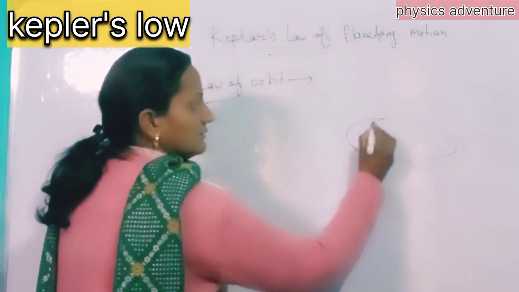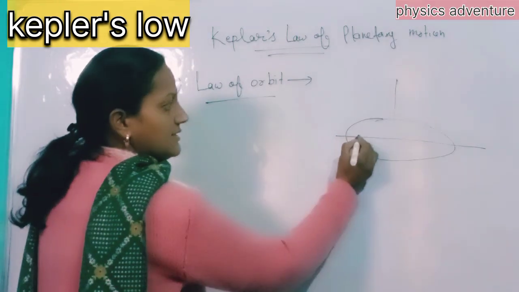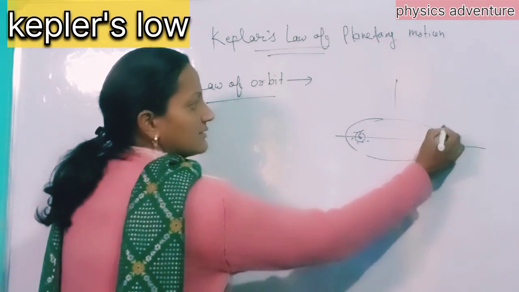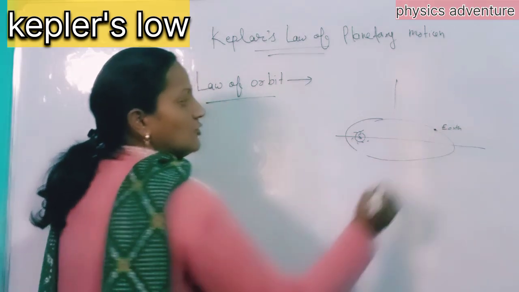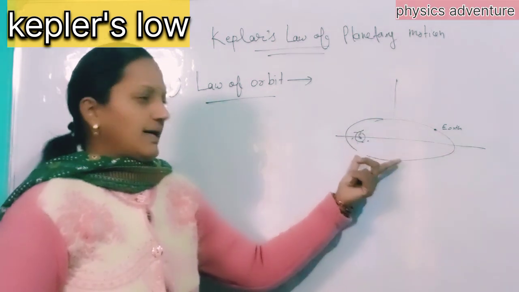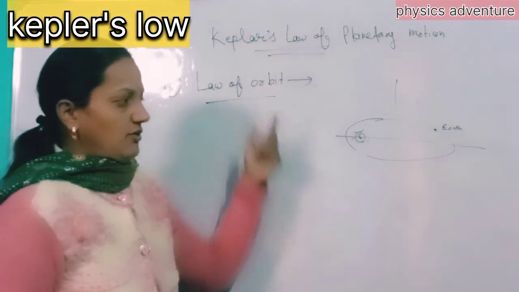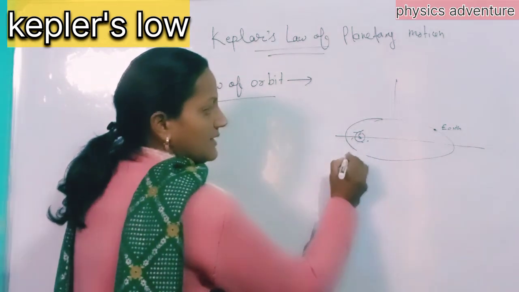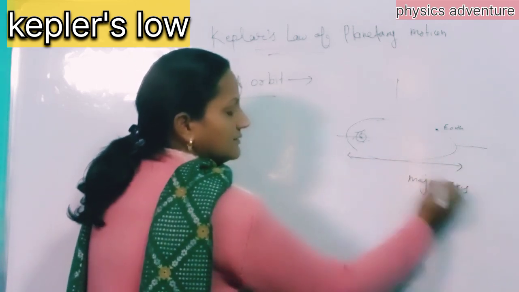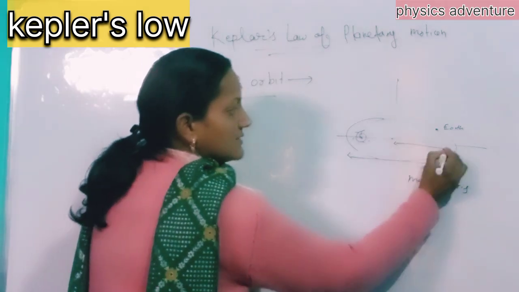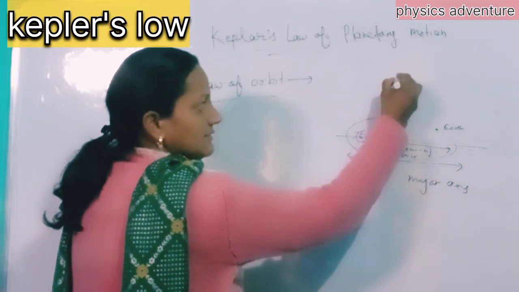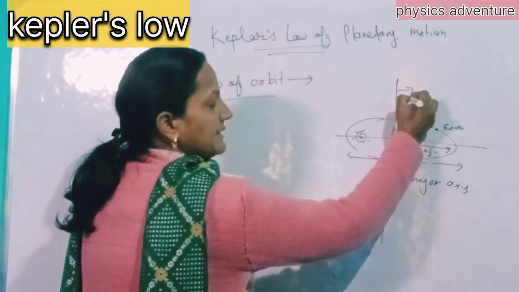Suppose this here is a sun and any planet, suppose Earth, moves around this sun in an elliptical path. So this is called the law of orbit. From here to here, this is the major axis, and from the center to here, this is the semi-major axis. And this vertical line is the minor axis.